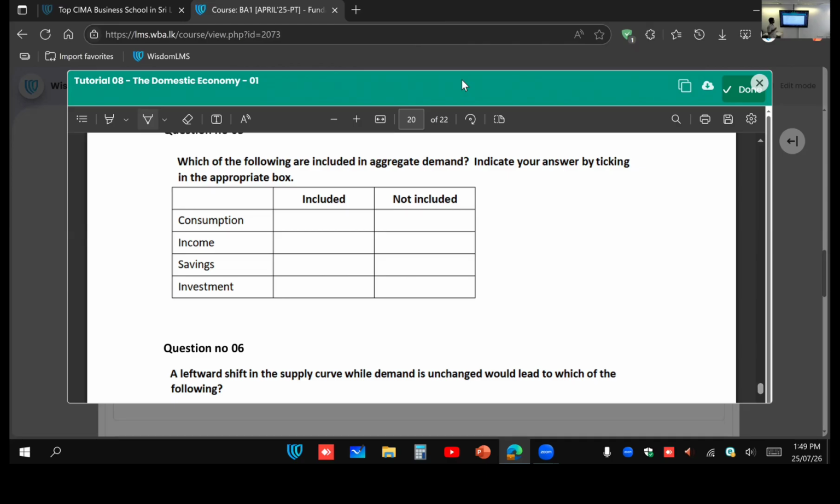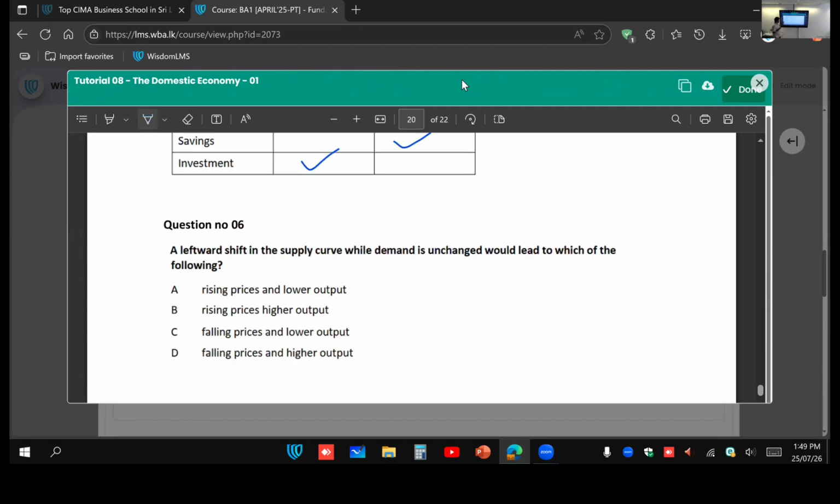Which of the following are included in aggregate demand? Indicate by ticking the appropriate box. Consumption, included. Income, savings, investments. Yes, so included only if I tick. Consumption included, income no, savings no, investment yes. Aggregate demand. Okay.